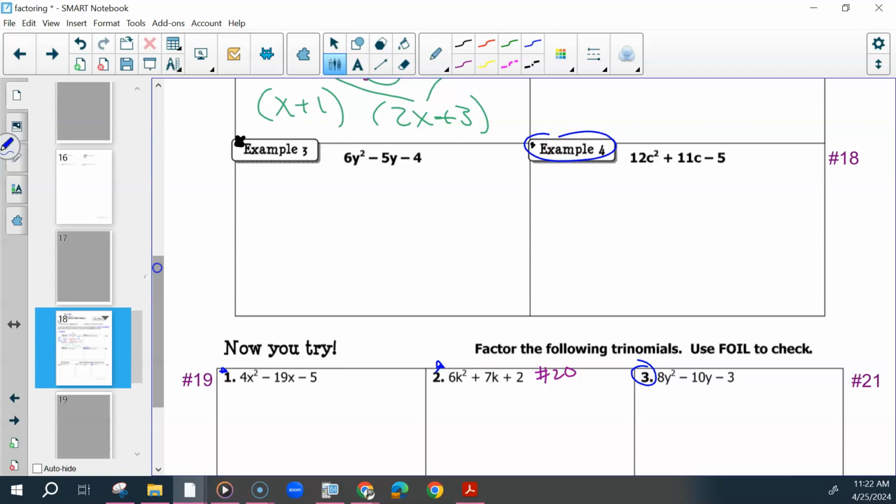Right, so for example 4, does this have a GCF? Something we could divide out of each? No, other than 1. So multiply 12 and negative 5. What would that be? So we're looking for factors of 60. Start dividing your calculator by 1, by 2, 3, 4, keep going. 20. 1 and 30. 3 and 20. 6.